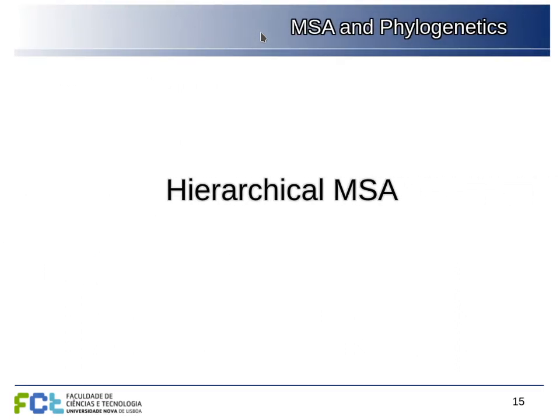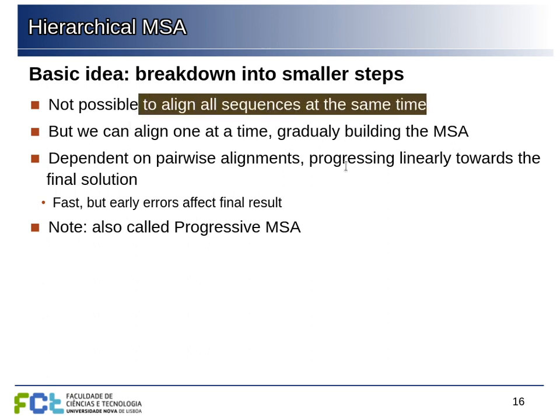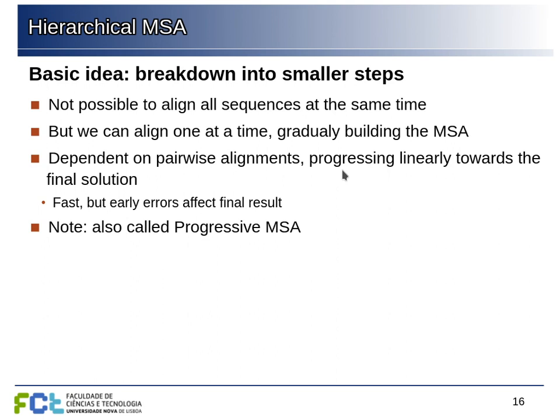So now we need to have some tricks, some ways of finding a shortcut here. And the drawback of this is that we cannot guarantee we're going to find the optimal solution. But one practical approach is to use hierarchical or progressive multiple sequence alignment, which consists in breaking down the alignment problem into alignments of 2 sequences at a time. So since we cannot align everything at the same time, we can keep aligning, gradually building the multiple sequence alignment by depending only on pairwise alignments.